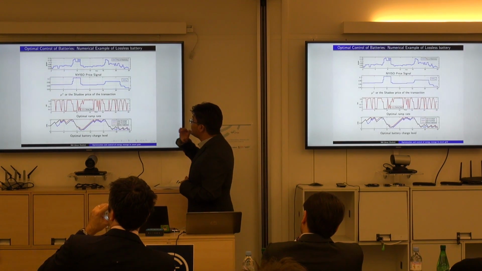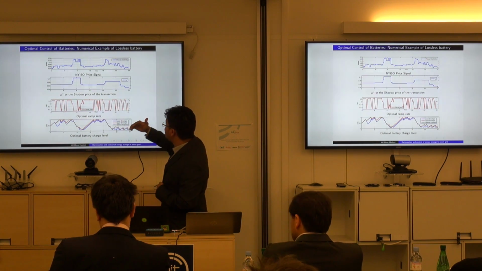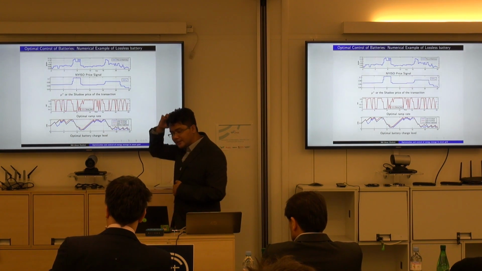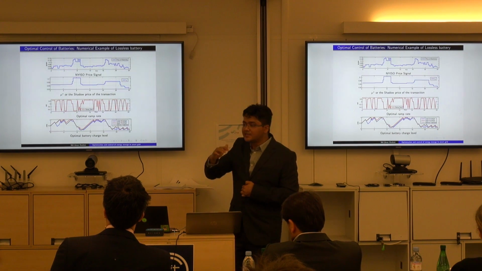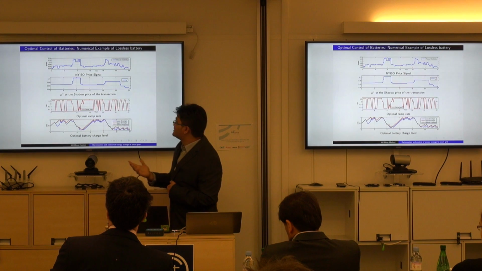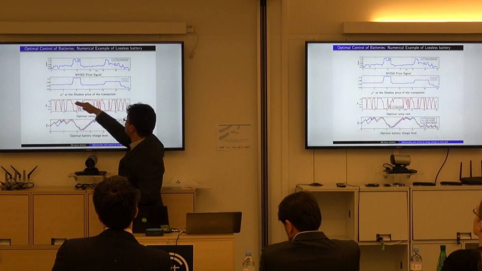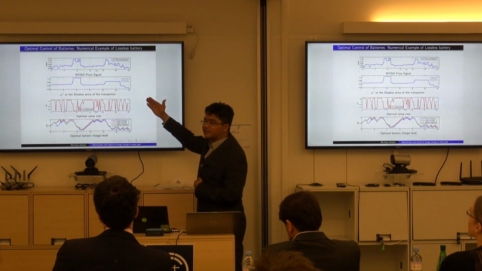So just to give a high-level flavor of what this shadow price or accumulated Lagrange multiplier is, this is a numerical example for a lossless battery in which charging and discharging have no losses. The first plot shows electricity price, and the second plot shows the mu. See, mu looks like a low-pass filter version of the electricity price.